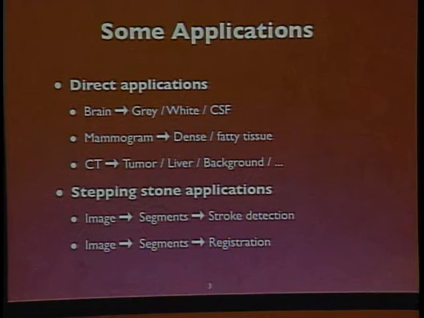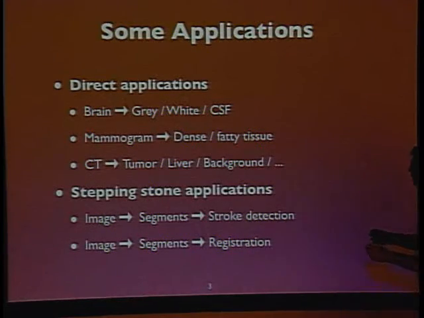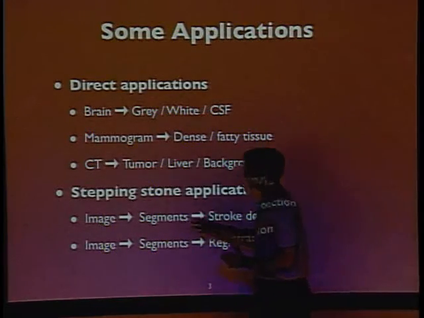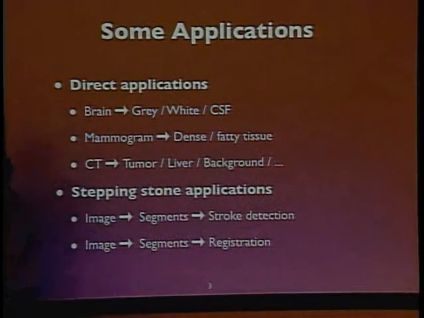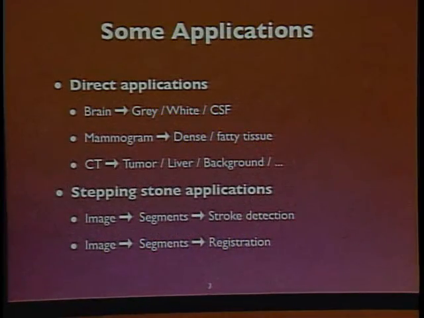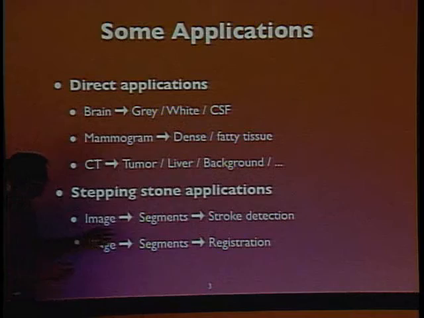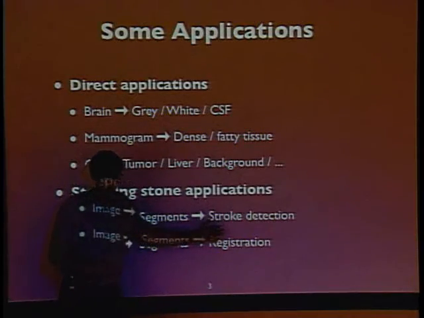Now, in other applications, like I said, we might want to use these categories or these segments of pixels for some other purpose. So you might want to first take your image of the brain, divide it into categories, and use each one of those categories to reason about whether or not someone has had a stroke or not.